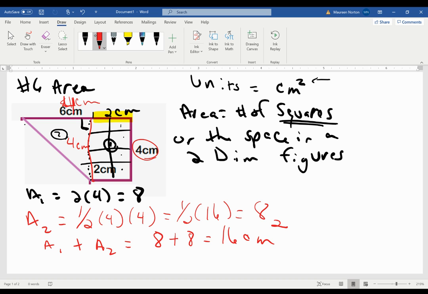So the half only goes for our triangle that we have in here. The rest of it is we're just counting the number of squares that we can create in a section.